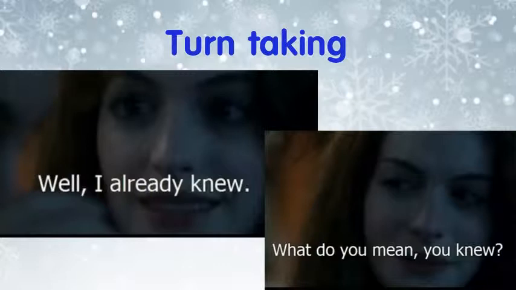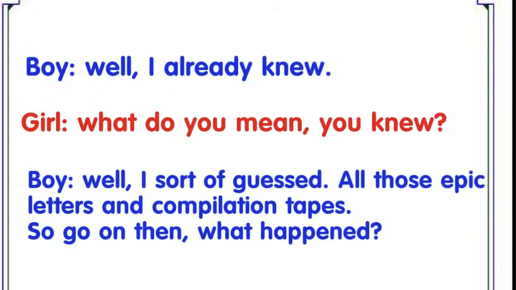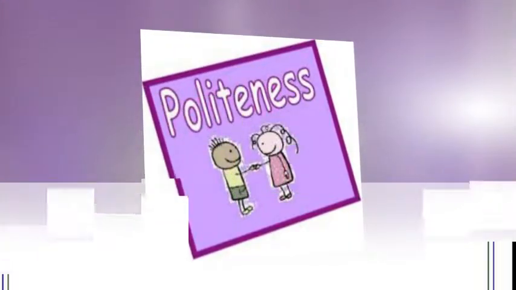In particular instances, the boy said, "Well, I already knew." The girl replied by asking, "What do you mean you knew?" as a curiosity for the boy's intention to speak out. To continue, the boy wants to get control of the floor by saying the reason why he knew that the girl had a crush on him. "Well, I sort of guessed on those epic letters and compilation tapes," and maintained the conversation by asking again, "So go on then, what happened?"